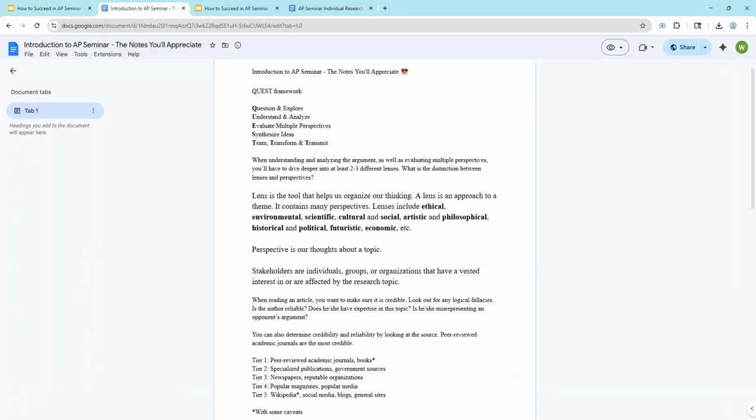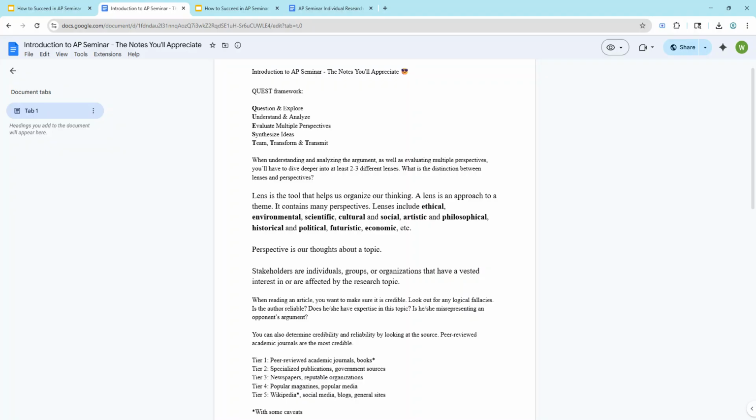The QUEST framework is as follows. Q stands for question and explore. U stands for understand and analyze. E stands for evaluate multiple perspectives. S stands for synthesize ideas. T stands for team, transform, and transmit. When understanding and analyzing the argument, as well as evaluating multiple perspectives, you'll have to dive deeper into at least 2 to 3 different lenses.